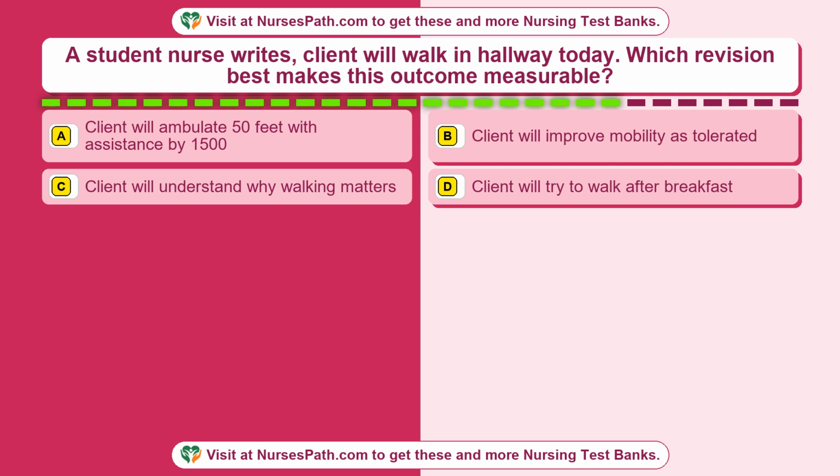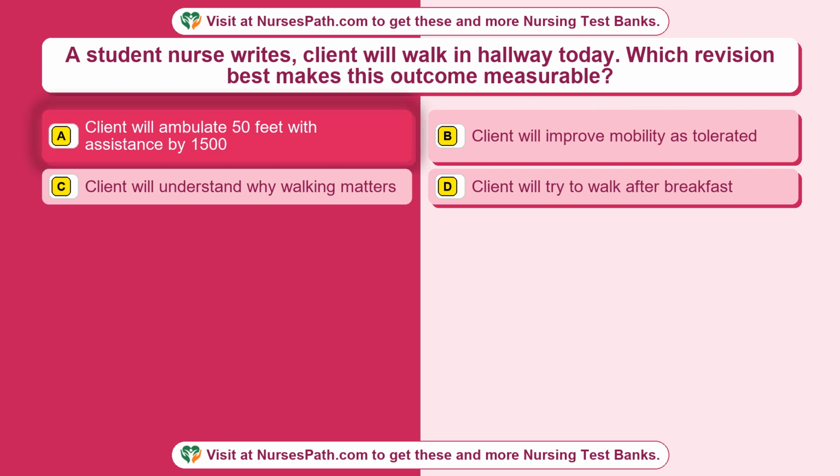Which revision best makes this outcome measurable? Option A. Client will ambulate 50 feet with assistance by 1500. Option B. Client will improve mobility as tolerated. Option C. Client will understand why walking matters. Option D. Client will try to walk after breakfast. The correct answer is option A. Client will ambulate 50 feet with assistance by 1500.